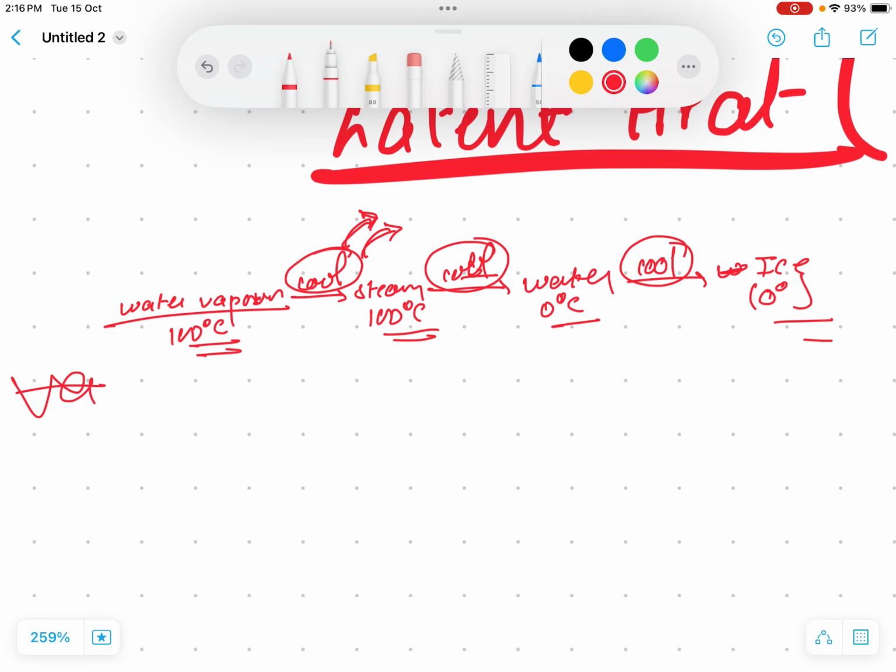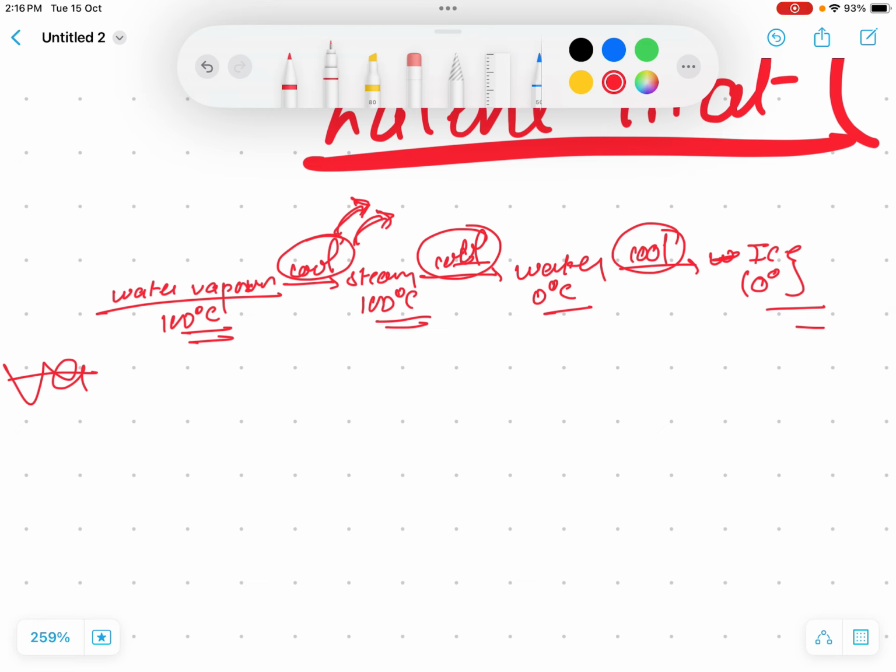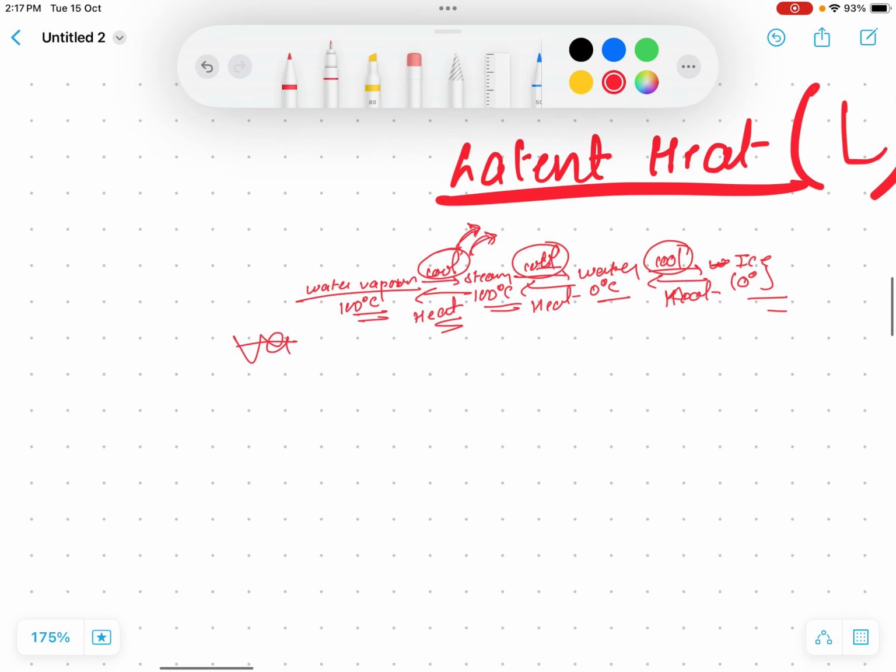Okay, so cooling is actually withdrawing heat from the object. In the same way, we can look at it from the opposite side as well. If we just give heat, or heat here, or heat over here. So how can we define latent heat?